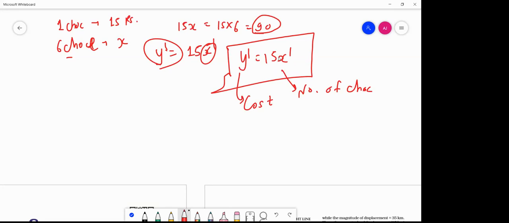So in this equation, we can see the power of x is 1 and the power of y is also 1. So both are 1, 1. Therefore, we can say that it is a linear equation in two variables. Okay.